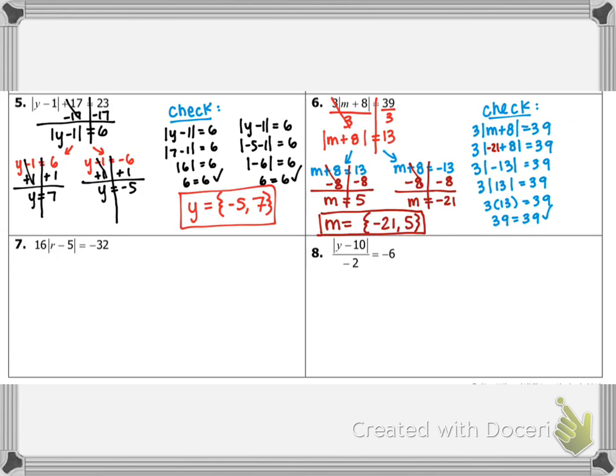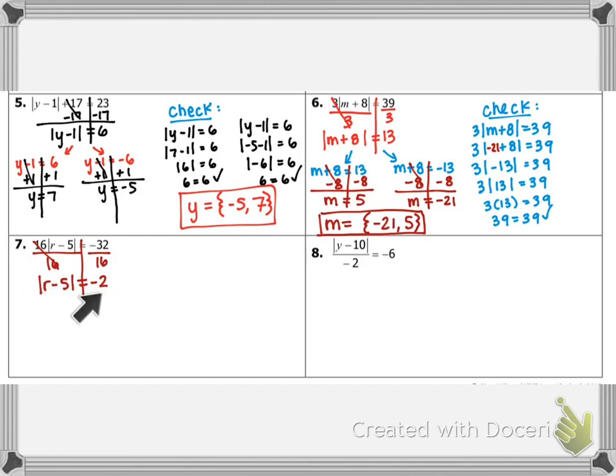So those are our two answers. Again, we have a 16 outside of the absolute value, so we need to divide by 16 first. That cancels out. Okay, so now those cancel. Negative 32 divided by 16 is negative 2, and we just have r minus 5 in the absolute values.